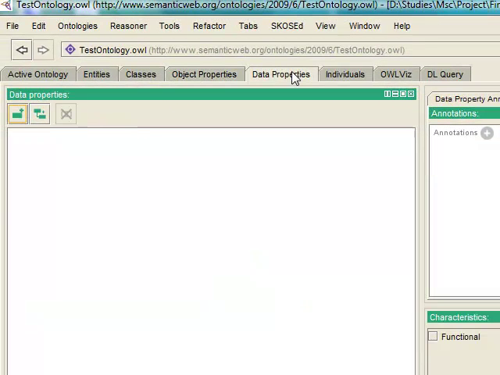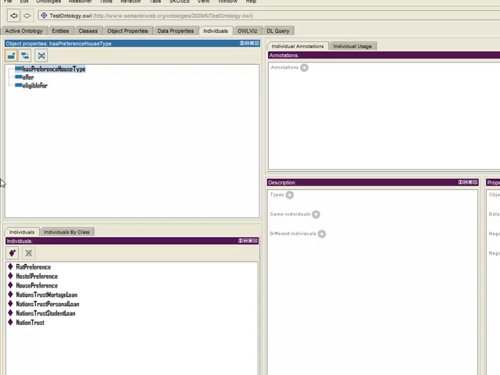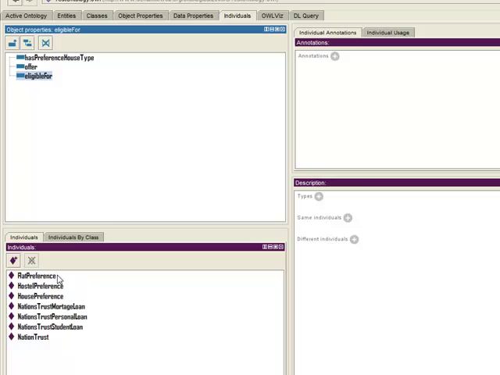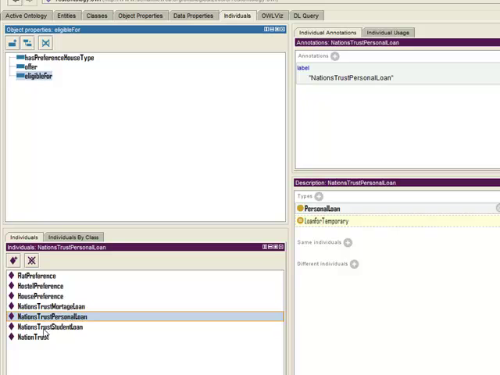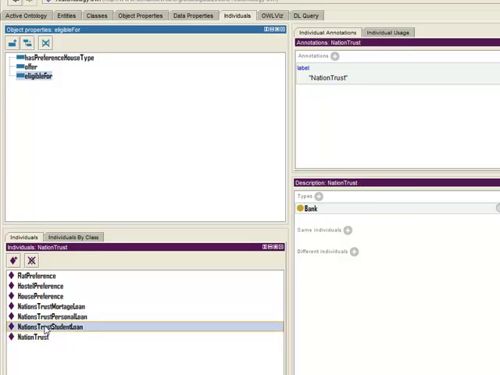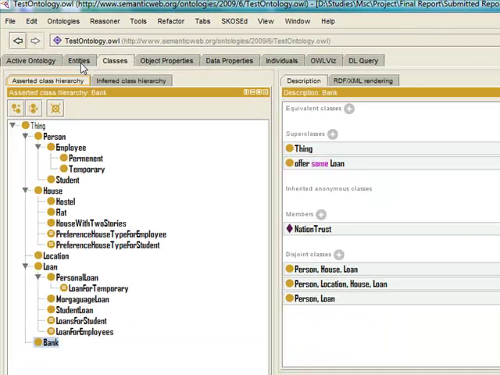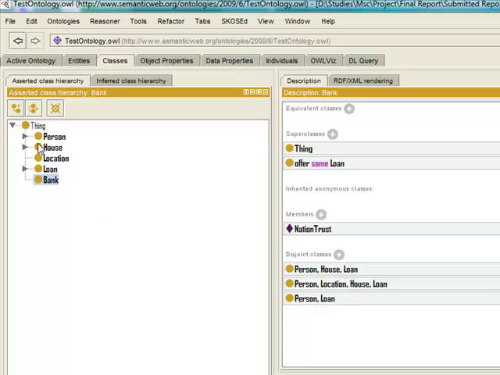So no data property is used. Here we have a set of individuals, like a set of preferences, a set of instances of banks, and a set of individuals to represent the various loan options provided by those banks.